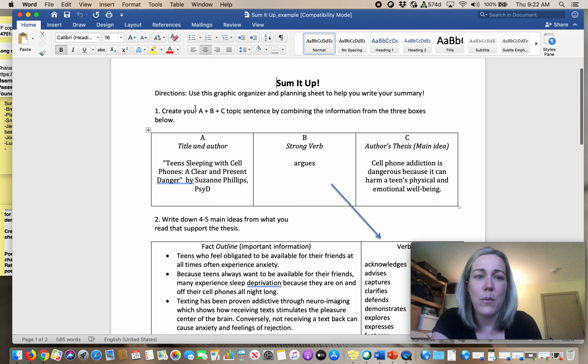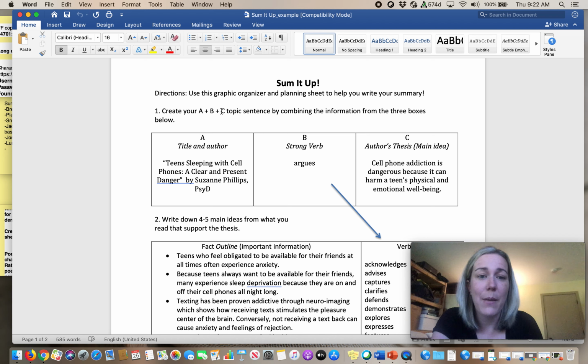And you can see that we start by providing you with 3 boxes to write your topic sentence of your academic summary. And you'll notice box 1 is for the title and author. Box 2 is for a strong verb, which we'll talk about in a moment. And box 3 is the author's thesis or main idea. So these 3 elements are going to be used to create the topic sentence of your summary paragraph.